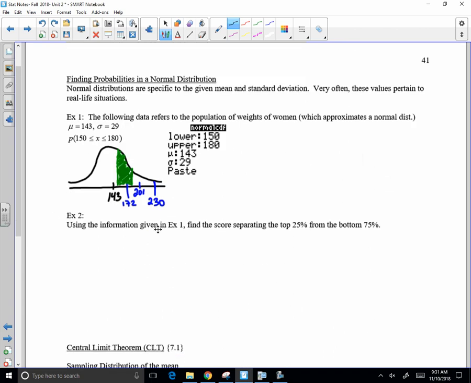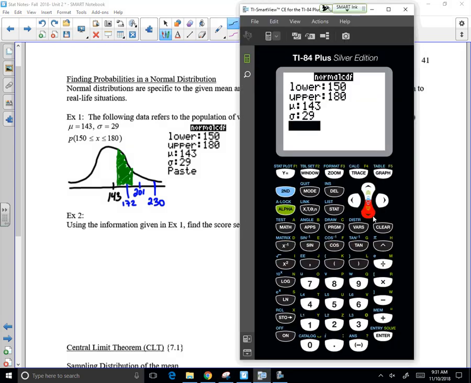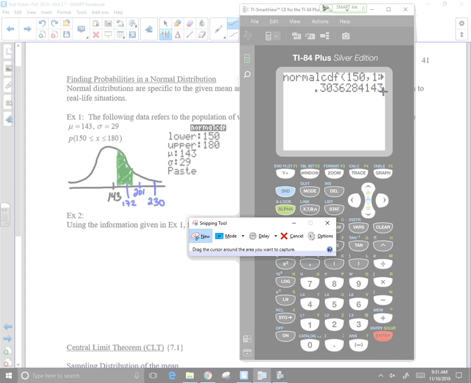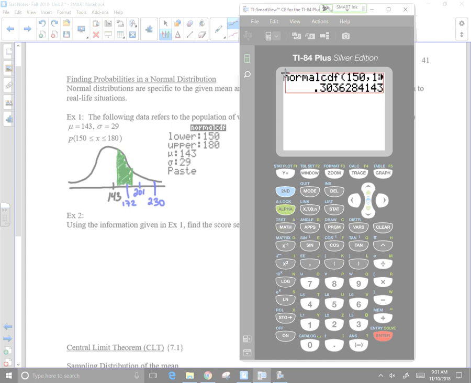All right, so 150, 180, just based on the problem. 143 and 29, because they're now unique to this problem. Hit enter. And you can see the structure is the same as it was before. Instead of what it was, it's now 143 and 29. Enter, and now we have a percentage. Well, we have it in decimal form, so it's not a percentage, but it is a probability.